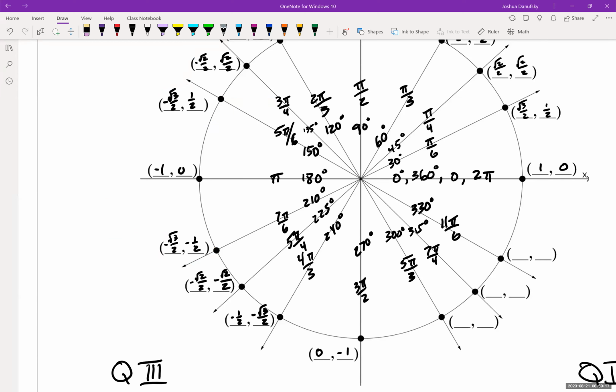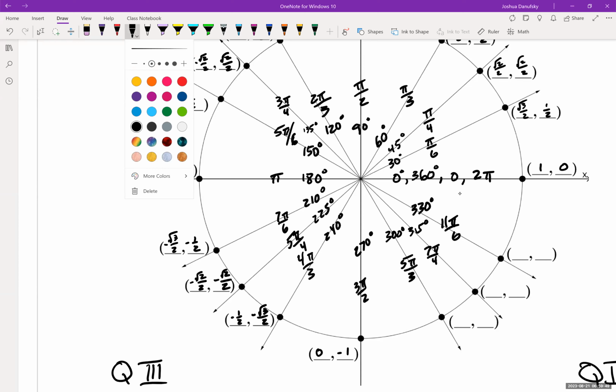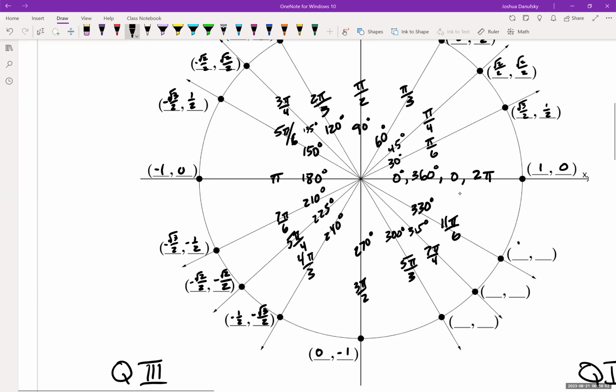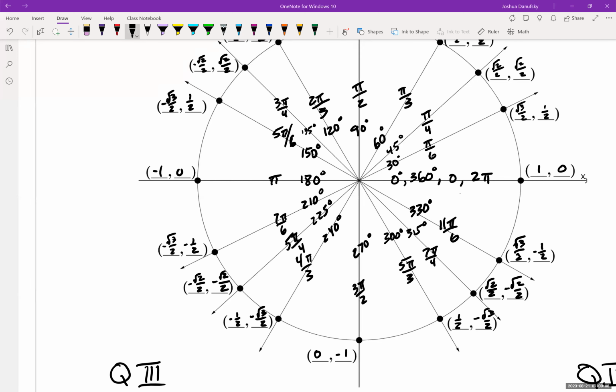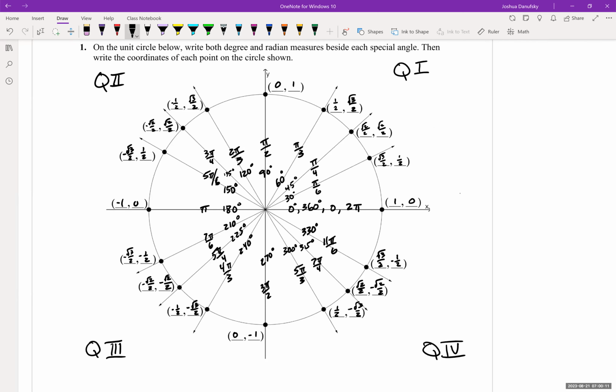And then finally, the same thing is going on in quadrant 4. So we have root 3 over 2, negative 1/2, root 2 over 2, negative root 2 over 2, and finally 1/2, negative root 3 over 2. All right, so there is our unit circle.